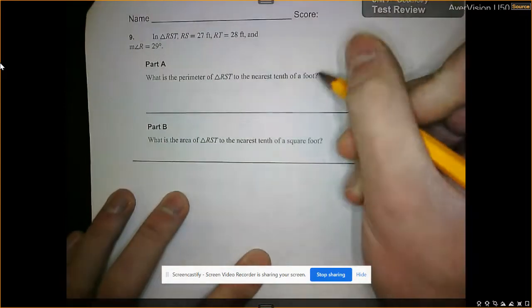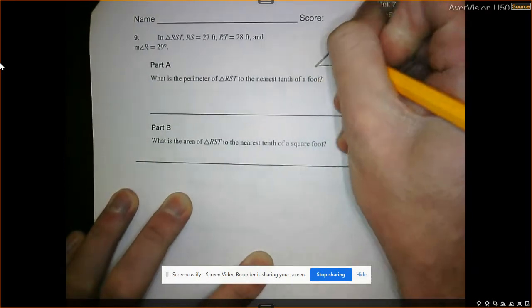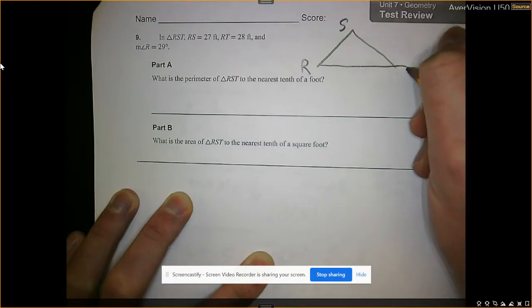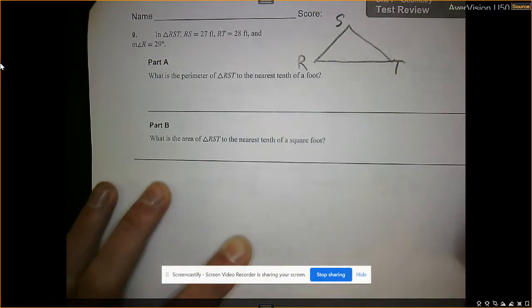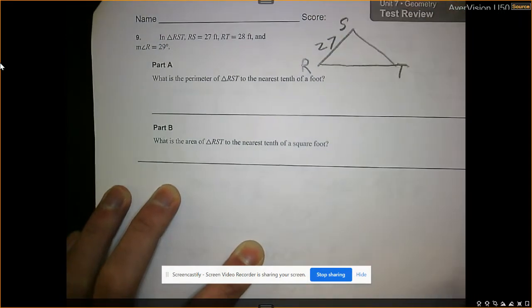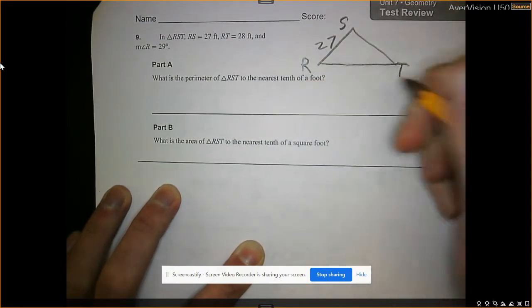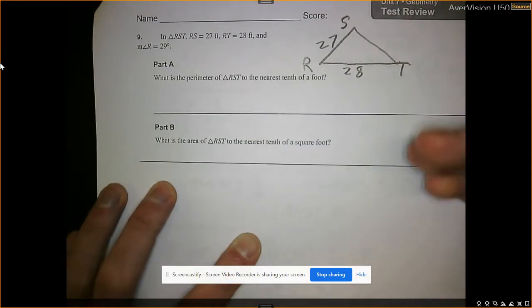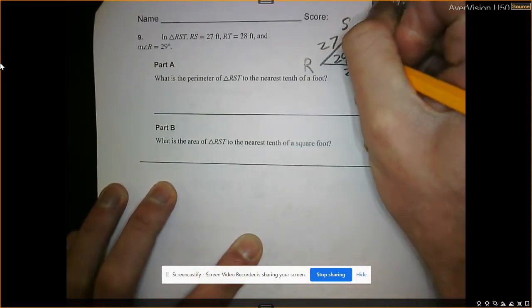Okay, draw your triangle. It's triangle RST. We'll call this R, we'll call this S, we'll call this T. We have to then just label it correctly. They're saying RS is 27 feet. Label it 27. They're saying RT is 28 feet. Label it 28, and they're saying angle R is 29 degrees.